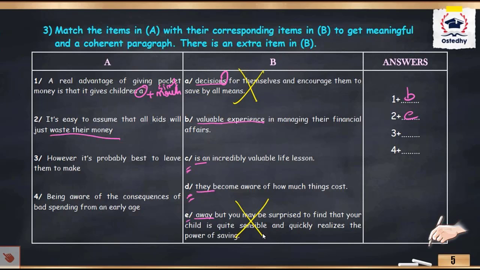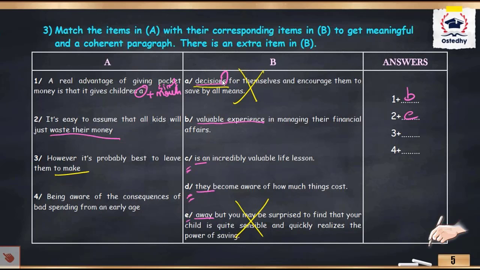It's probably best to leave them to make decisions for themselves and encourage them to save by all means. Good. What did you base on in order to find out the answer? What helped you find the answer? Which word? We say to make decisions. Absolutely. That's it. So these are two words which go together. That's why I have to connect them.